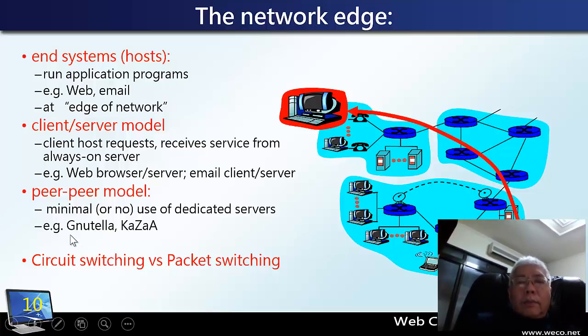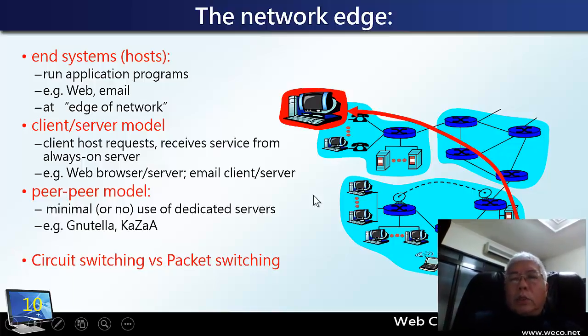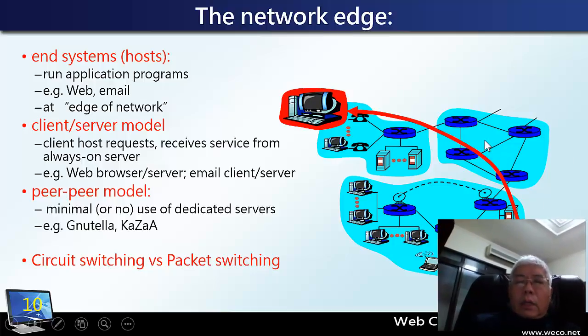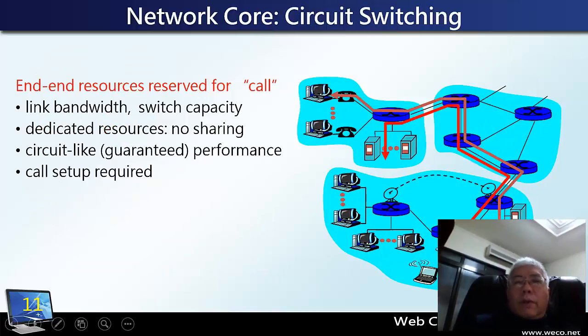And the next idea I'd like to share with you is circuit switching and packet switching. Since client and server don't really care how the data came out, however, there are two ways of data transmission from one edge node to the other edge node. The first one is called circuit switching.